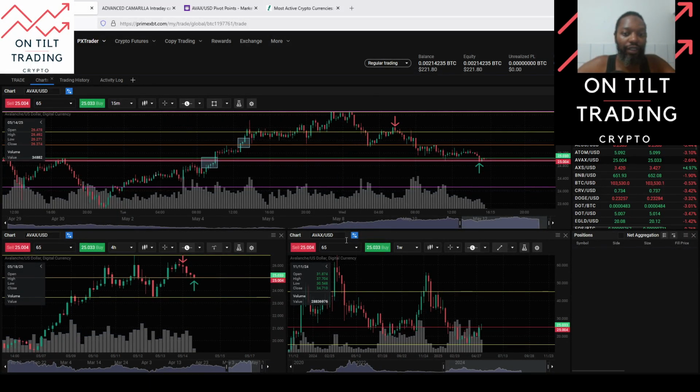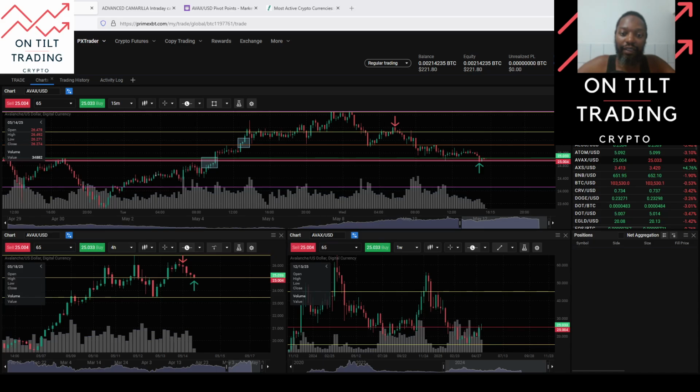Let's review my trade on Avalanche today. Avalanche I observed this morning setting up here at the R3 Camarilla pivot level, which is an area of premium. So I would be looking to sell in this area of premium, and I'd be looking to sell down here to the S3 level.